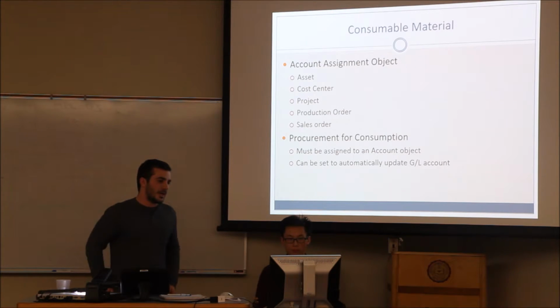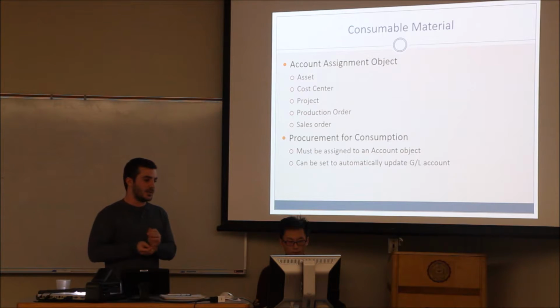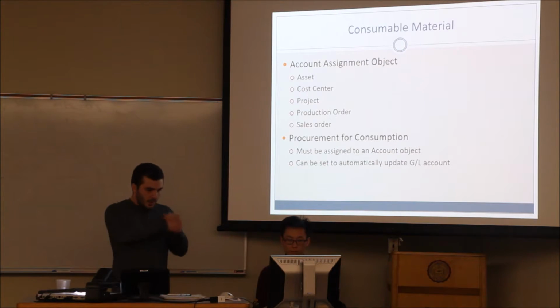Consumable materials have account assignment objects. They can be labeled as an asset or a cost center. They can be going towards a project, towards production, like the example I used, or a sales order.